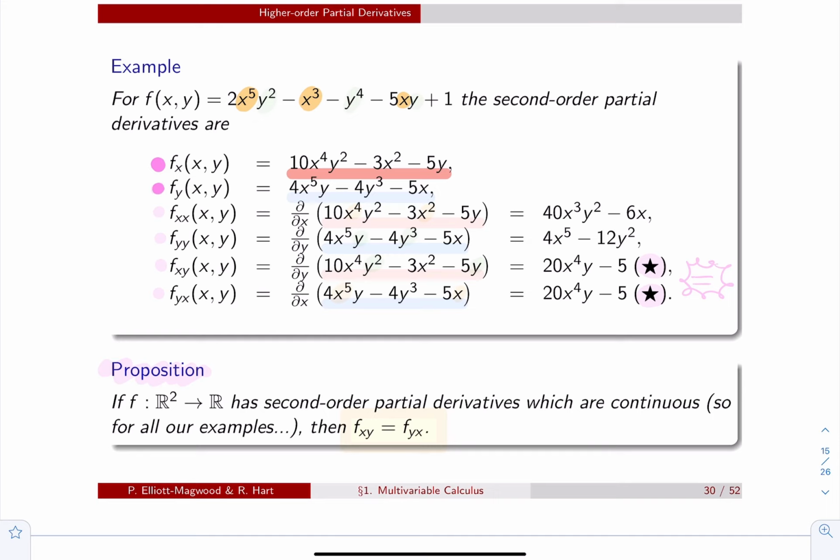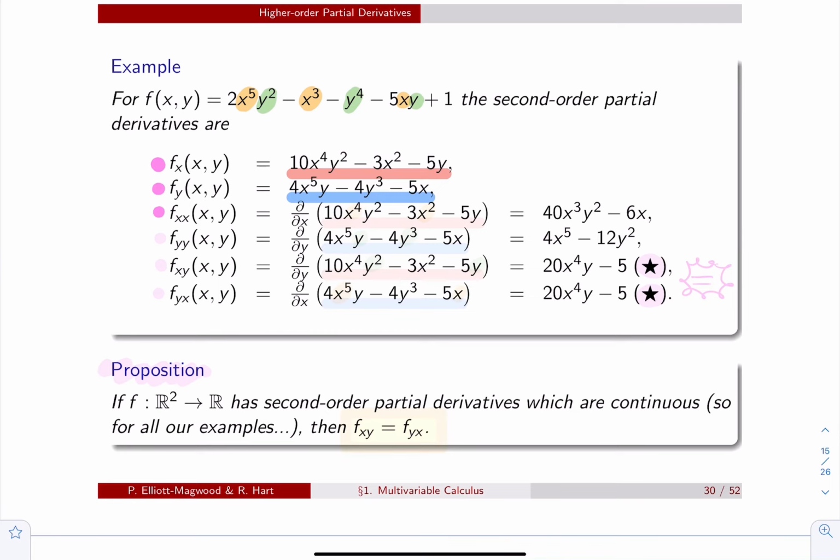Now, doing this with respect to y, let's label the y terms: I have y^2, y^4, and y. If you differentiate y^2, you get 2y, so you're getting 4x^5 y. The x^3 is a constant, so 0, and then minus y^4 becomes minus 4y^3. For minus 5xy, because y goes to 1, you're getting minus 5x. And the plus 1 is going to be 0. So I have my partial derivative with respect to y. Now let's compute the other ones. Let's compute f_xx.